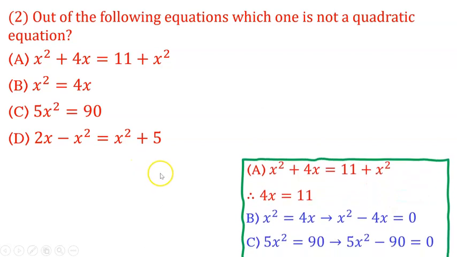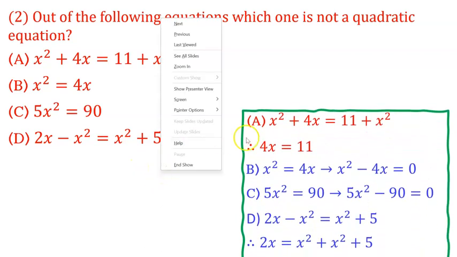इथे व्हेरीफाय करणार आपण. First, if we see the first option, that is x square plus 4x is equals to 11 plus x square. आपण दोन्ही साइडला x square कट करू शकतो इथे. Therefore you will get here 4x is equals to 11, and hence first equation is not the quadratic equation. What about the second, x square is equals to 4x? It's a quadratic equation, highest power is 2. What about the third, 5x square is equals to 90, that is 5x square minus 90 is equals to 0, highest power is 2.